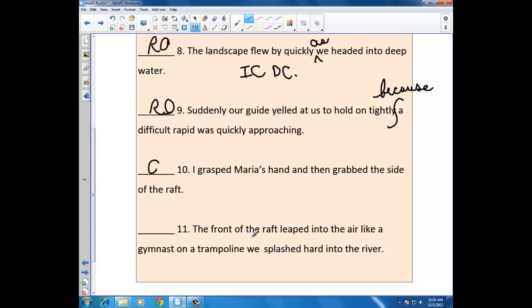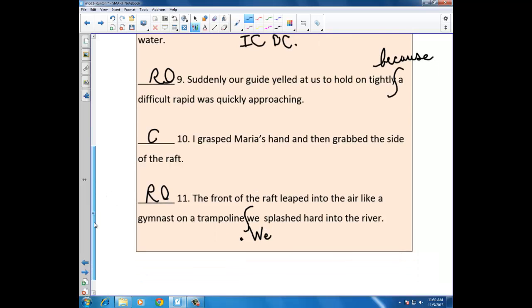The front of the raft leaped into the water like a gymnast on the trampoline. We splashed hard into the river. Both of those ideas are really important. You've got a run-on creating confusion for the reader. I would suggest you just put a period there and a capital W on the word we.